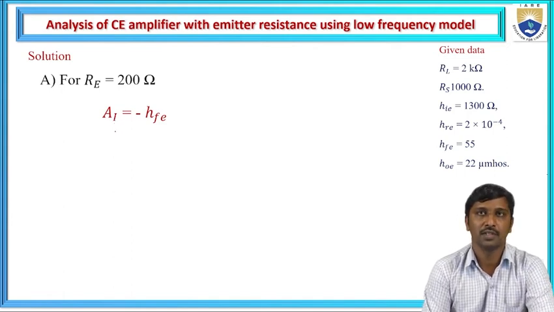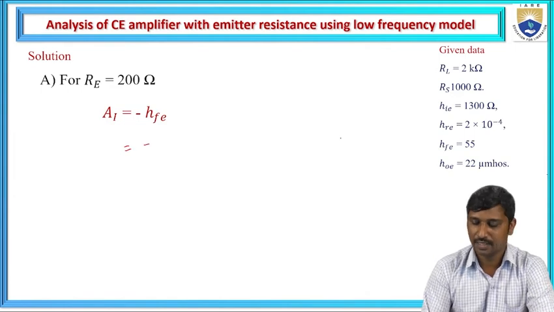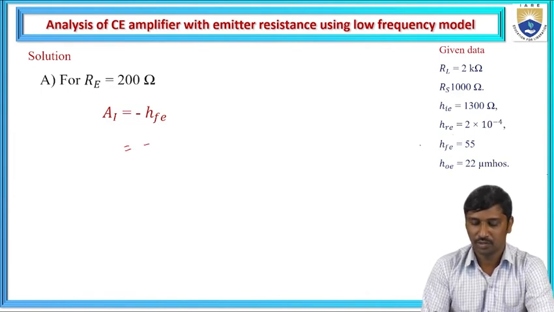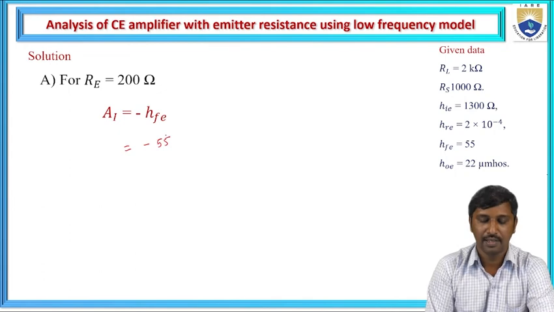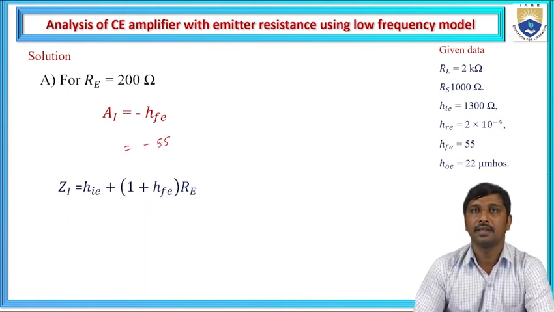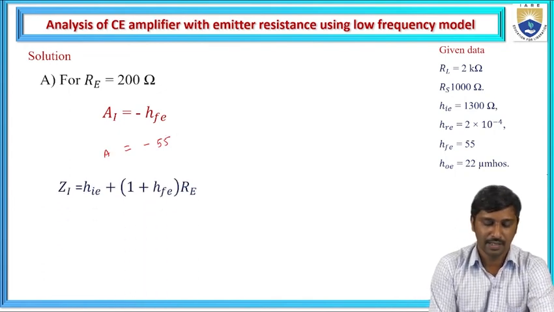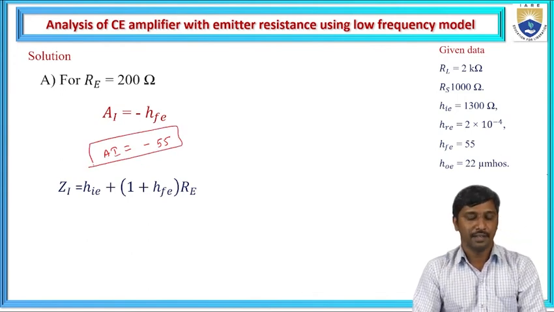Hence, first I am going to calculate the current gain from the approximate analysis. Just now we observed that for this common emitter amplifier with emitter resistance, the current gain is represented as minus hfe. This minus hfe is directly given in the problem. The value is 55. Hence, the current gain is minus 55.